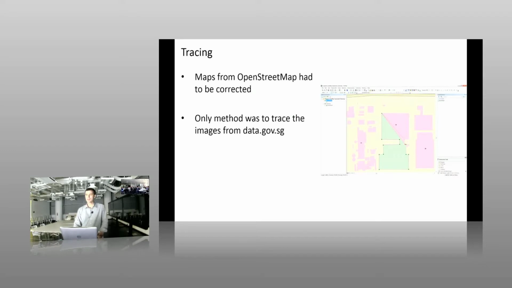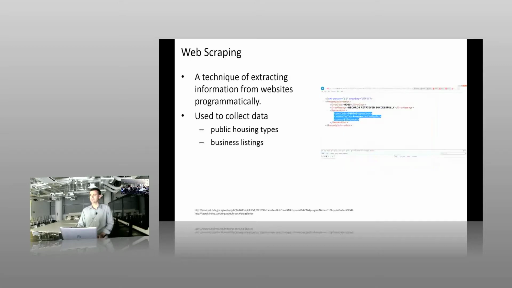Some of it is time-consuming and laborious, but without this kind of base data, there's very little else that we can do. The third kind of technique we used was called web scraping, which is basically programming small scripts that go to websites and download specific bits of data. And so this was used for downloading all sorts of data, housing types and business listings and address points and a lot of different data on different websites.